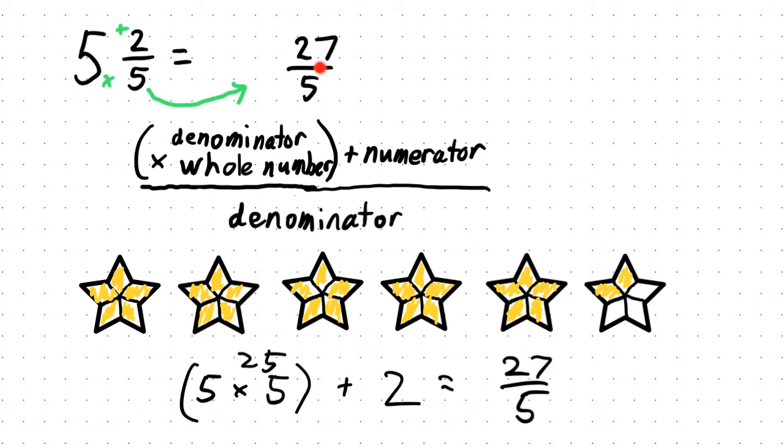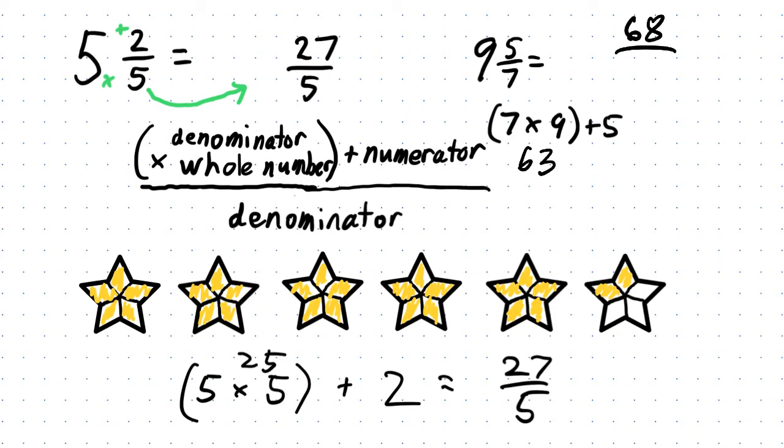And we can quickly do this now. Let's say if I had 9 5/7, that would be a pain to draw. That would take forever. But we can simply do the formula. 7 times 9 plus 5. So that would be 63 plus 5 is 68. And that all goes over our same denominator, 68/7.